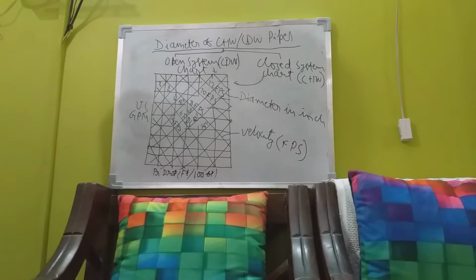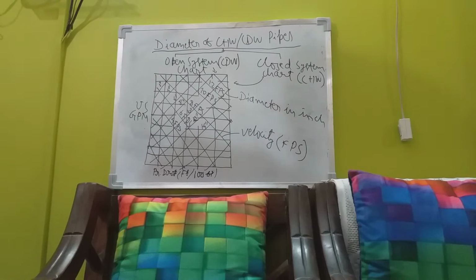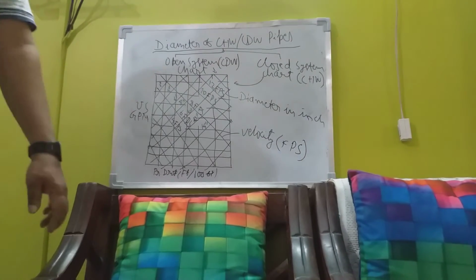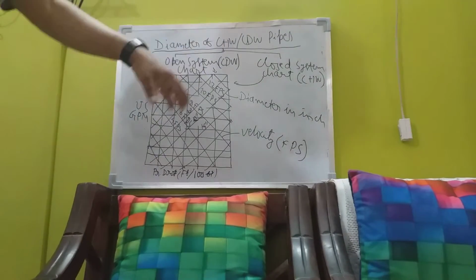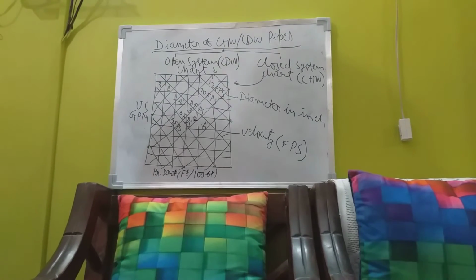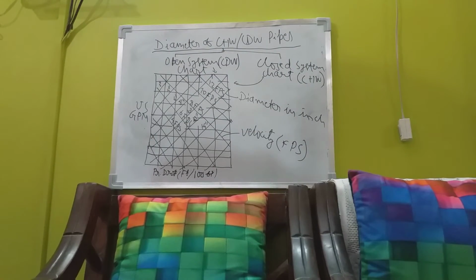There are two types of GPM, gallons per minute. One is UK GPM or US GPM. In India, we follow the US GPM system. GPM is gallons per minute, that is the volume flow rate. It is all in the FPS system. I told you the air conditioning system, HVAC system, is designed as per the FPS system because the US follows the FPS system. So in India we follow the FPS system.